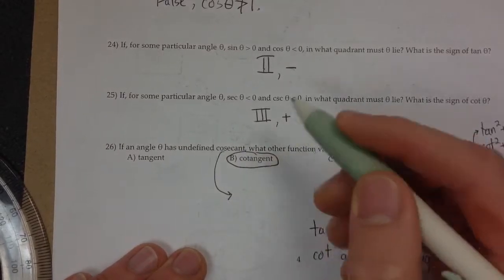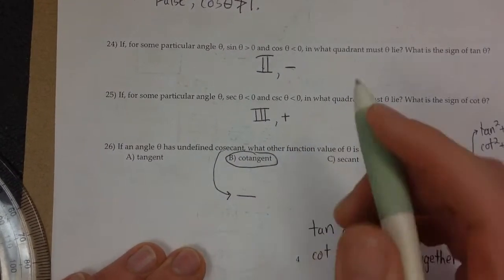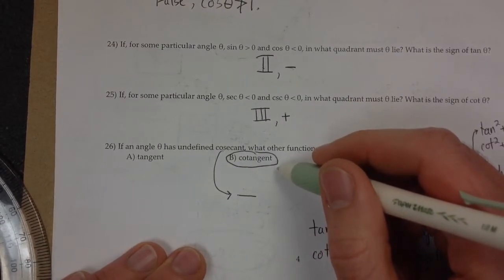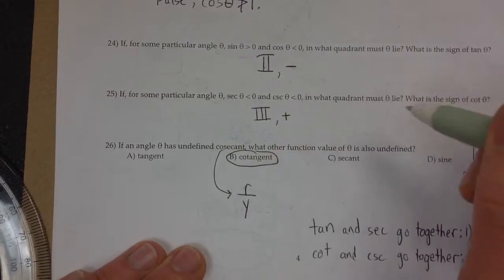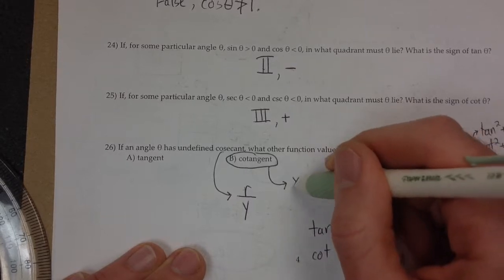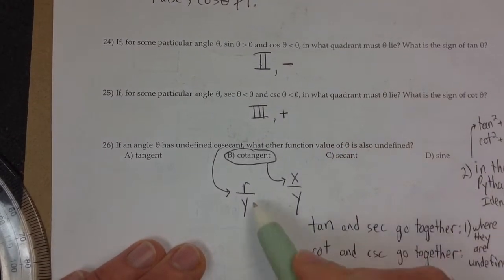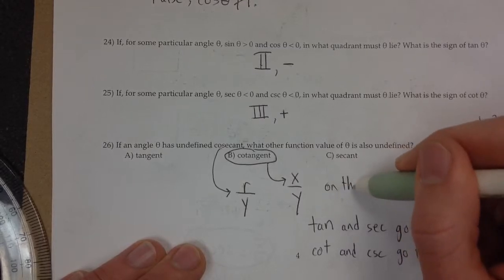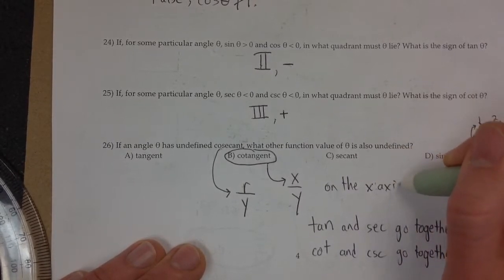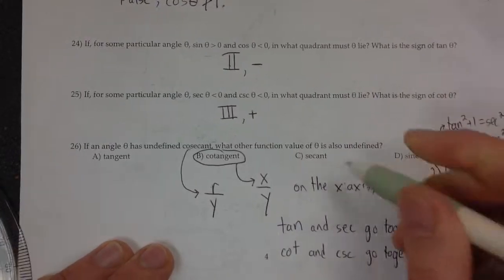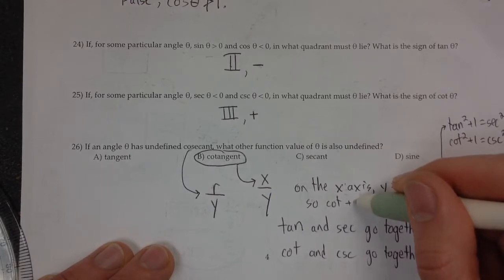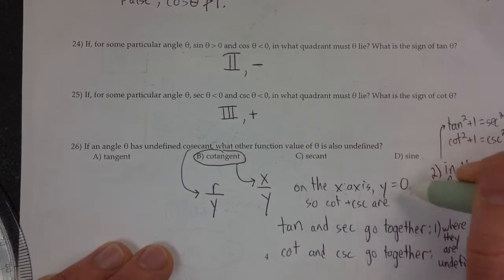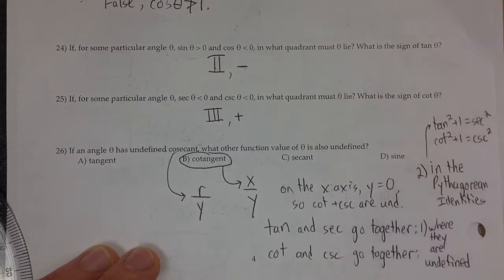Cosecant has what in the denominator? Y, right? And cotan is x over y. So on the x-axis, y equals 0. So cotan and cosecant are undefined. Any questions there?